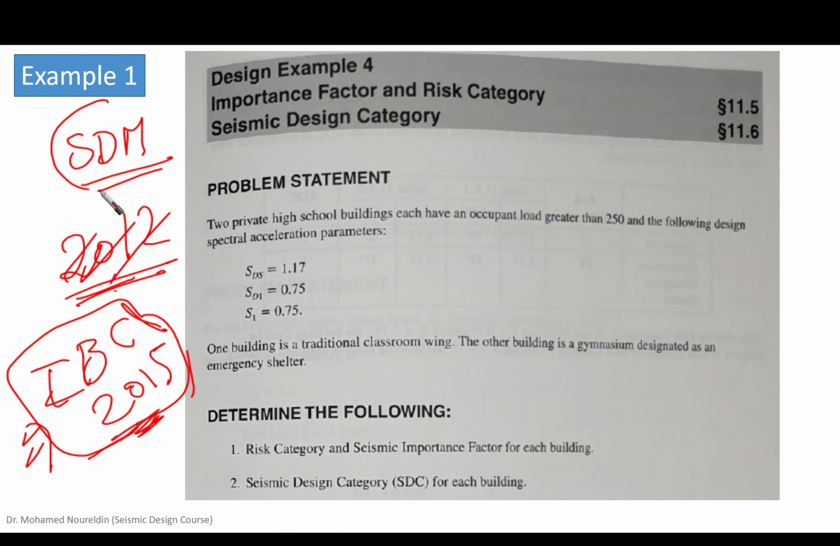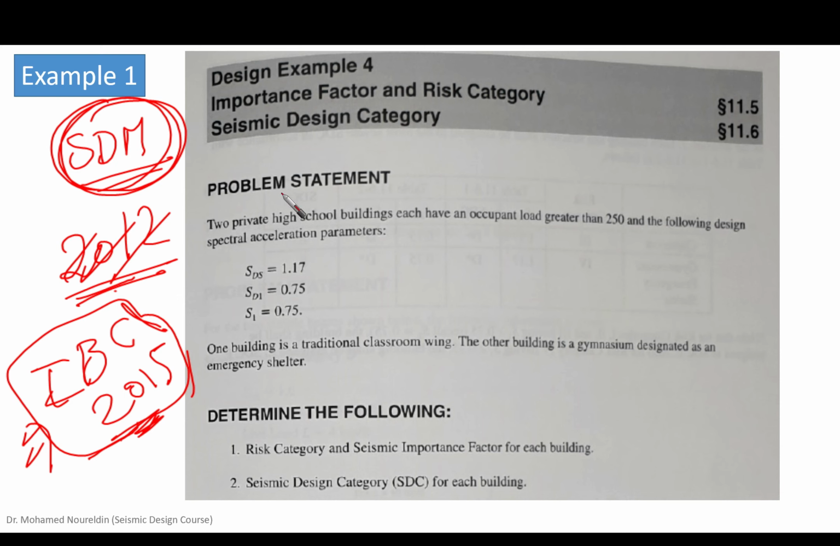Seismic, remember, Seismic Design Manual. I didn't find any electronic copy of it, so I had to take pictures by myself and put it here. So it's a little bit wavy. Sorry for this, but I have no other options. In this design, we're talking about the importance factor and risk category, and seismic design category, three of them.